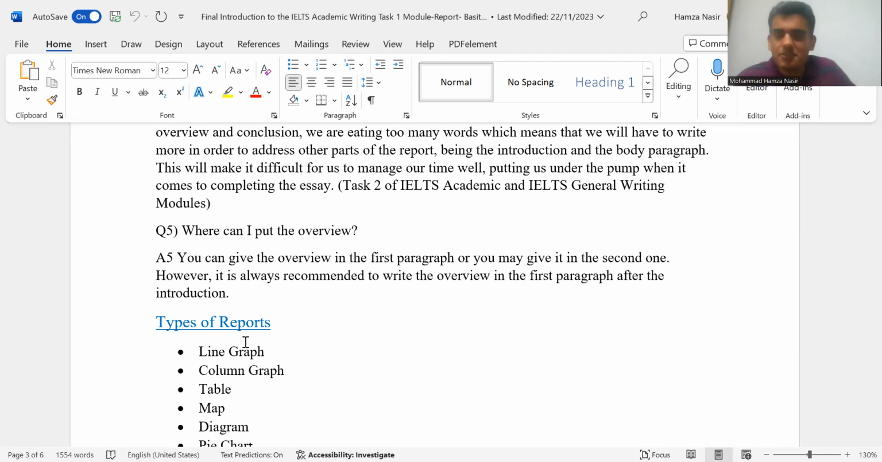And then in that panic mode, they often forget that they have to jot down the overview, which is a very important component of your report. So it's better to get it done and dusted within the first paragraph before you move on to the body. Okay, so give it in the first paragraph. That's what I would say to you.